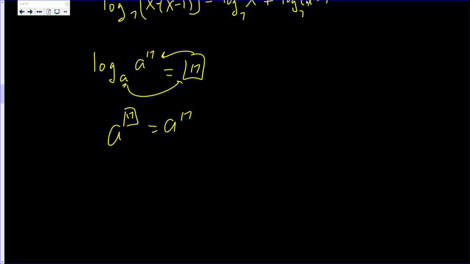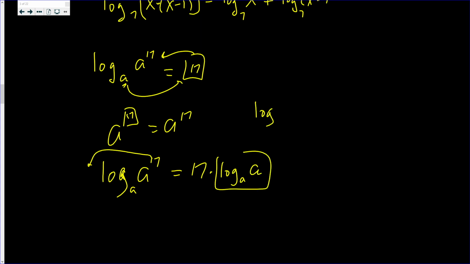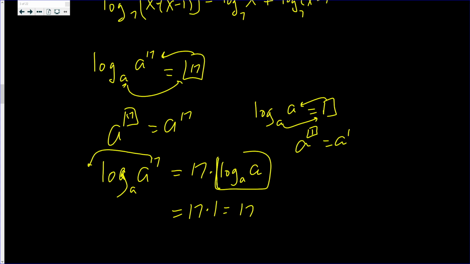Okay. Now, another way to have done this problem is to realize the power can come down in front, and this is 1, because what do you raise a to get a? Well, a is a to the 1. Oh, you raise it to 1. So 17 times 1, which is 17. But we already established that that's always 1.